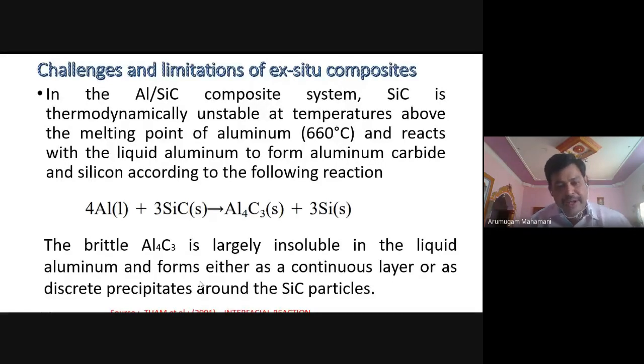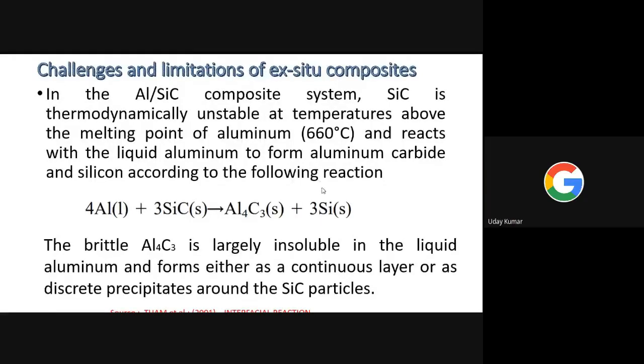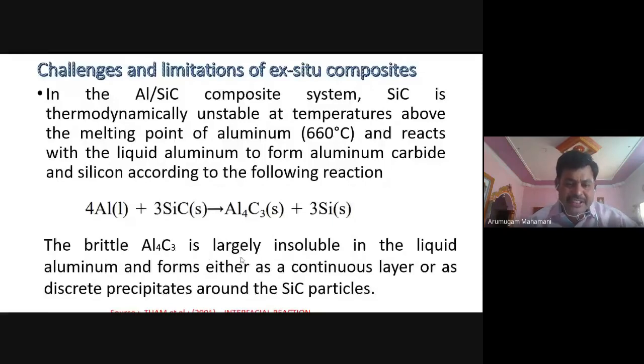You need not be confused. So this is actually what is happening. Okay, so one time I faced the problem. Then again, after studying this literature on interfacial reaction, this particular paper, this particular source, it is clearly explained. The brittle Al4C3 is largely insoluble in liquid aluminum and forms either a continuous layer or discrete precipitates around the SiC particle. Then what happened? If this composite material goes for tensile test, immediately it will fail.